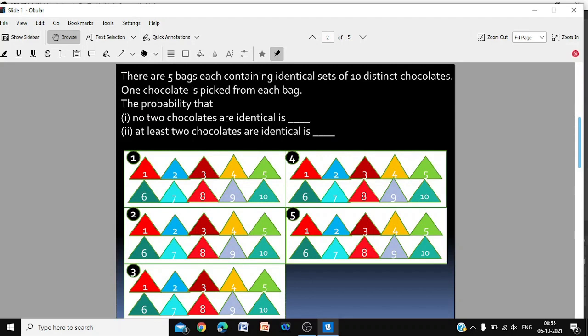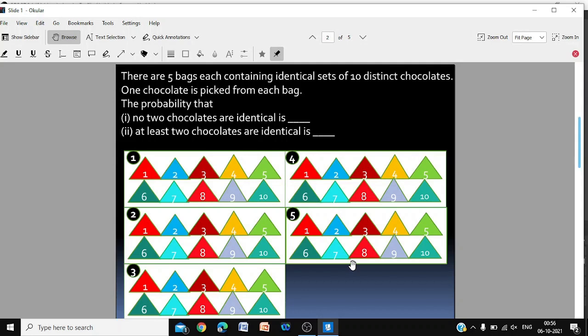There are 5 bags, each containing identical sets of 10 distinct chocolates. There are 5 bags numbered 1, 2, 3, 4, and 5. Each bag contains 10 chocolates of different kinds, but all the bags have the same set of 10 distinct chocolates. One chocolate is picked from each bag.